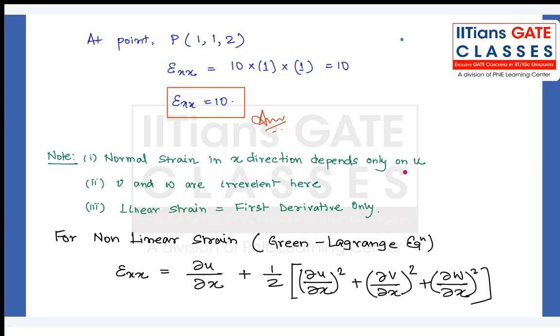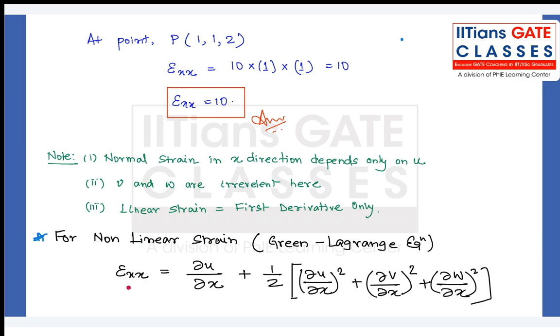Now, one thing to be considered: normal strain in x direction depends only on the x component, so the y and z components are irrelevant here. Simply, linear strain means we are going to use only the first derivative. Now, just for example, so that you have it in your mind, though this is not required: what is non-linear strain? It is also known as the Green-Lagrange equation.